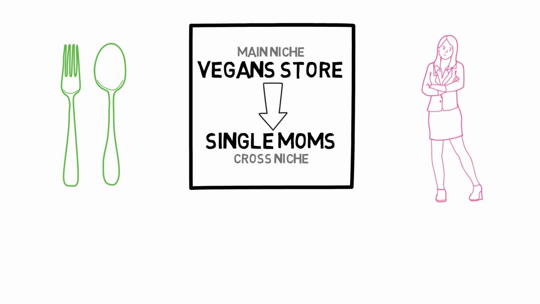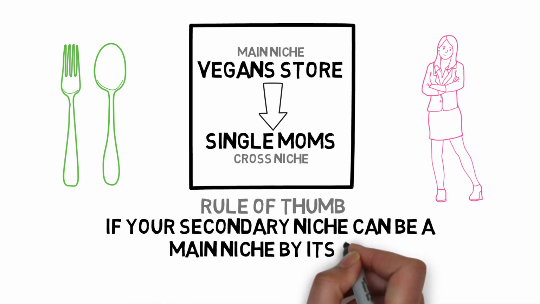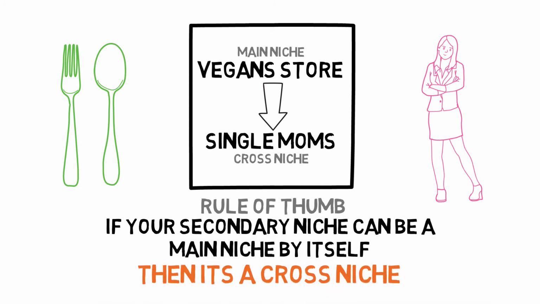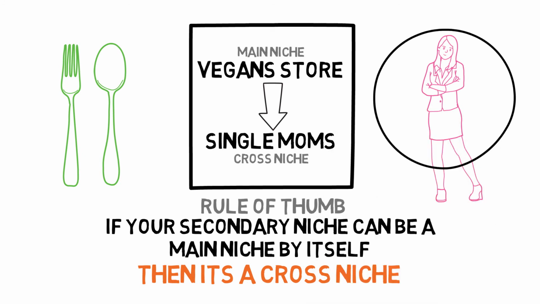And please guys, keep in mind that cross-niche and sub-niche may seem similar, but in fact, they are not. Remember that whenever the secondary niche is different from your main niche, then it's a cross-niche. And mark it as follows. If your secondary niche can be a main niche by itself, then it's a cross-niche-based model. Like in the past example, we can easily erase the vegan niche and just dedicate the store to single mothers, and it will still work like a charm.